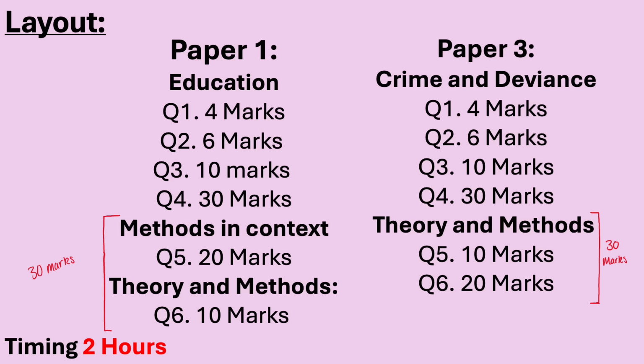Okay, so this is a quick reminder of the structure of our exams. This can come up in methods and context or theory and methods in paper 1 and theory and methods in paper 3. So overall it's worth 60 marks. So this video is quite important for all that stuff.